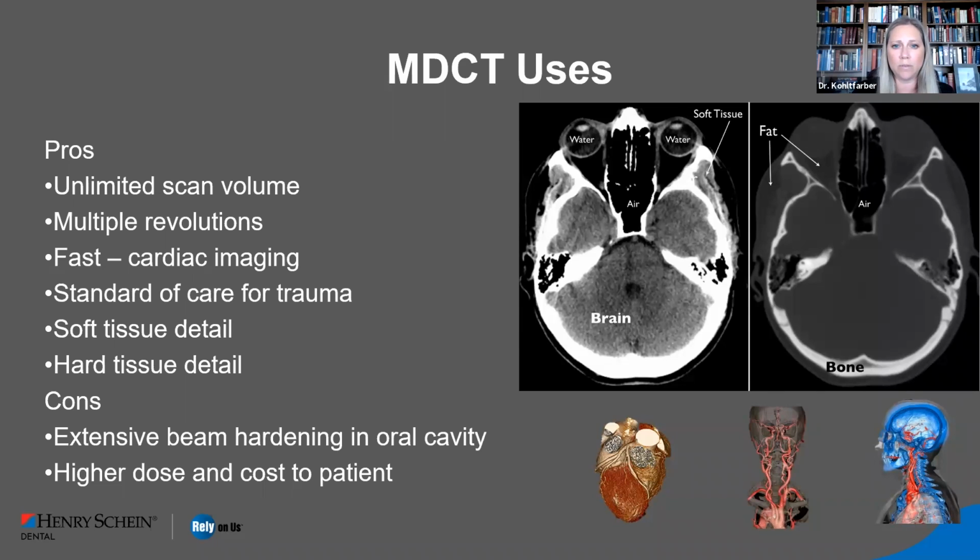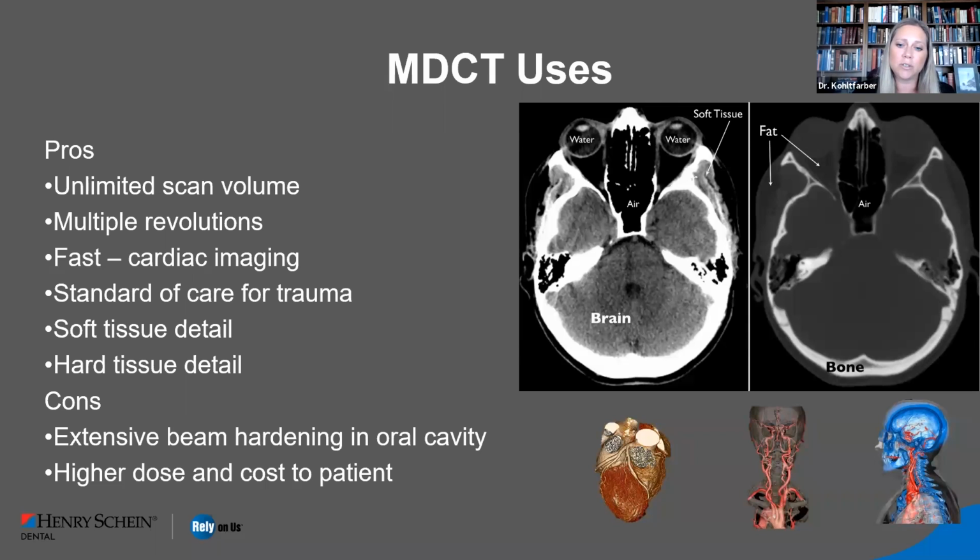It can do multiple revolutions, and because of that, it can kind of make up a little bit for those motion artifacts. And it's very, very fast. So they use it, of course, for cardiac imaging. It really is the standard of care for trauma. And actually it'll be interesting to see how that standard of care for medical CT kind of trickles down into our cone beam CTs over time. Because we know that if there's any type of head trauma, everyone's required to take a medical CT.